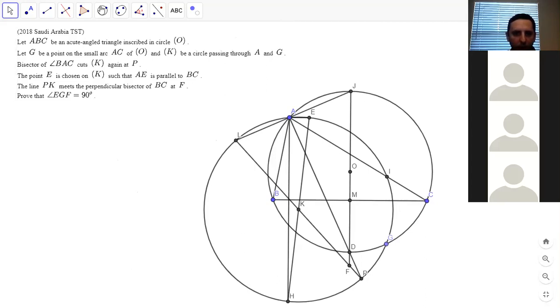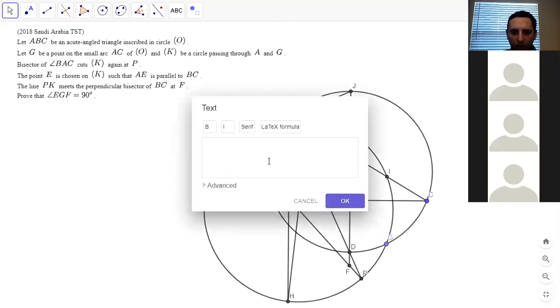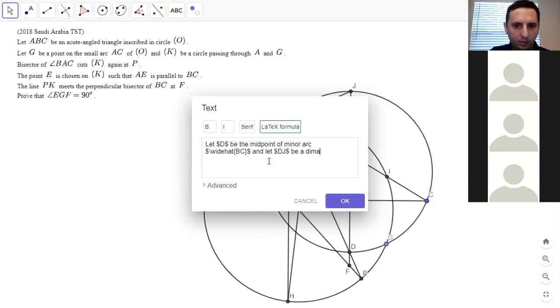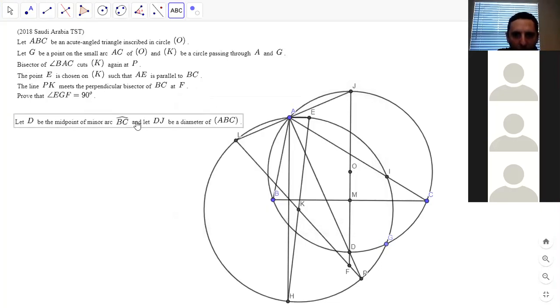So, let D be the midpoint of minor arc BC, and let DJ be a diameter of the circle ABC. Let JA meet the circle AGP.